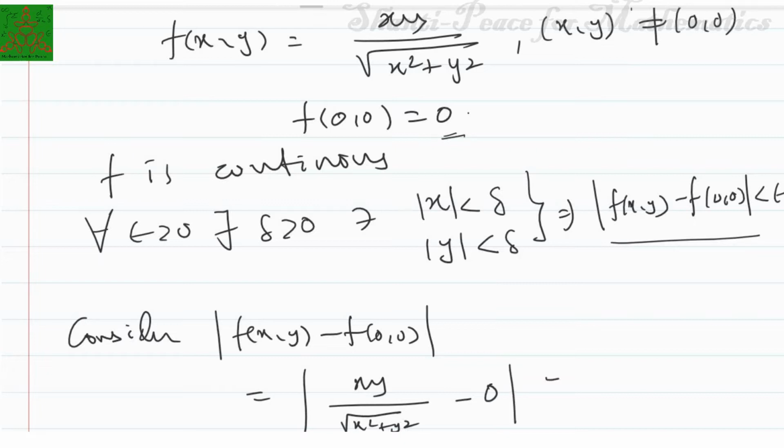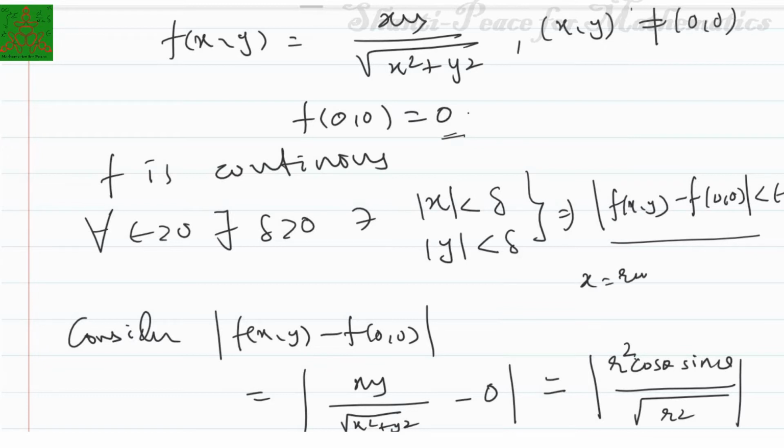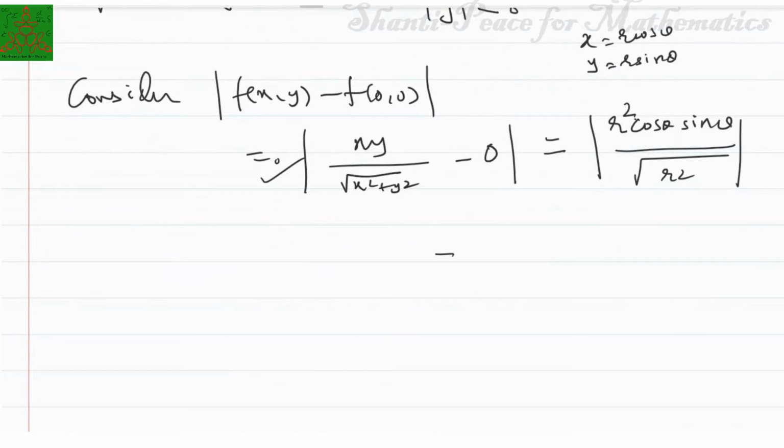If you convert this quantity into polar coordinates, substituting x equal to r cos theta and y equal to r sin theta, that gives you r square cos theta sin theta upon square root of r square. So finally what we have is mod of r cos theta sin theta, because one r is cancelled, which is less than or equal to mod r.